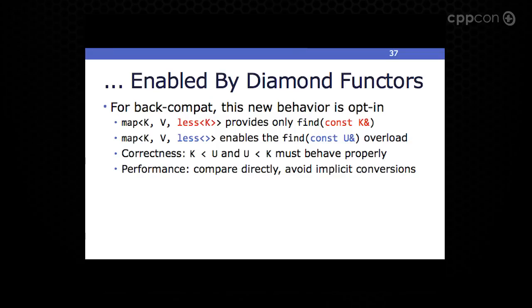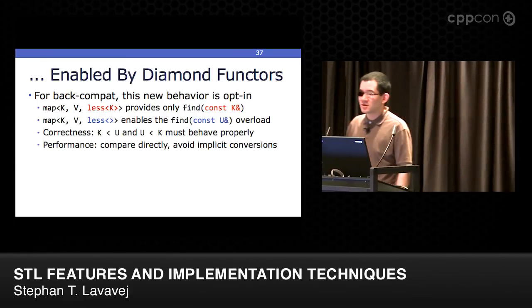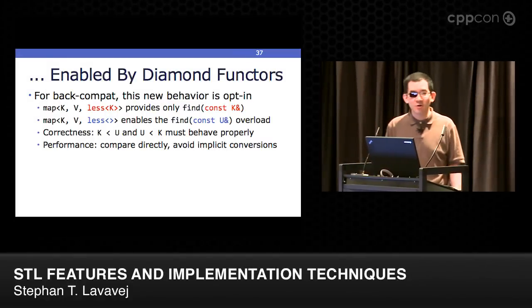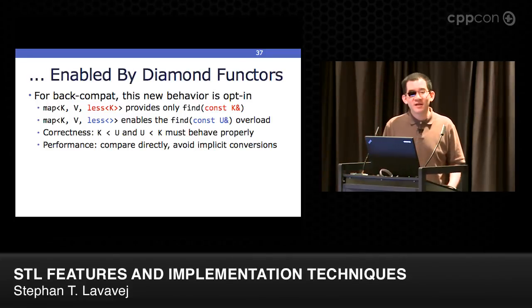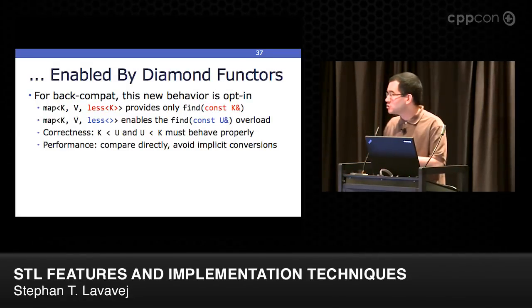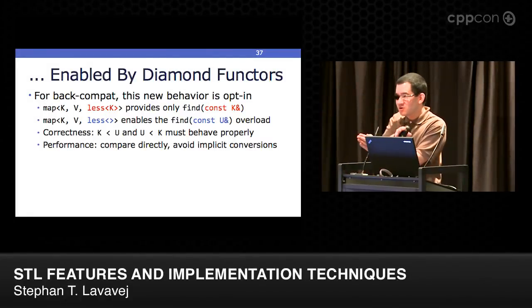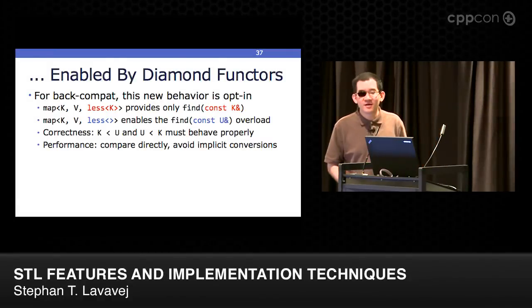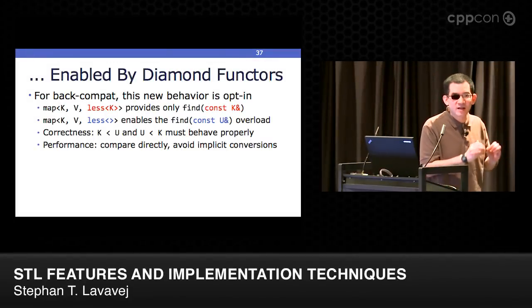Okay, so how does this stuff actually work? Well, unlike most features in C++14, this one is opt-in. The committee did not enable this by default, and this is for backwards compatibility. If we enabled the const U ref overload, that could break existing code at compile time or at runtime, or change the performance. So if you want to enable this, make sure that your key and this other type U are mutually comparable to each other, that the comparators behave consistently, that they don't return, yeah, this is true, and then if you reverse it, yeah, it's still true. That would be bad. And you should avoid implicit conversions when you do such comparisons. They should compare directly in some sense.